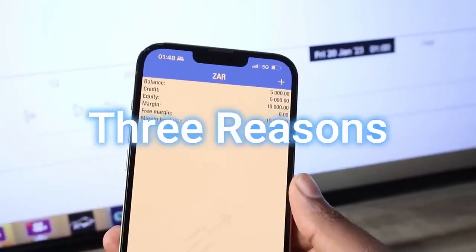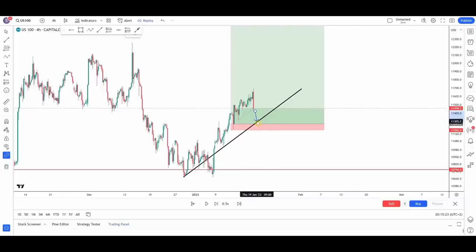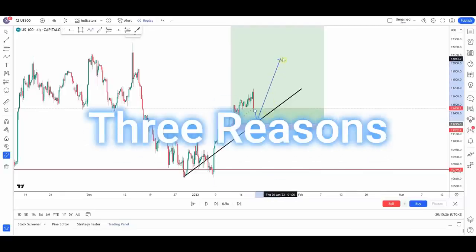There are three main reasons why I entered the market here. I'm going to explain the three reasons so that you can understand why I took this buy trade right here.